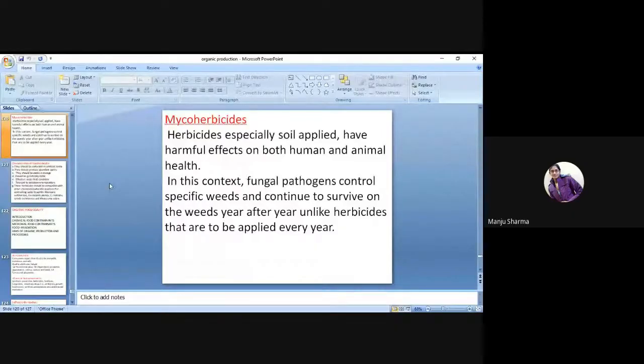After that, mycoherbicides. Mycoherbicide means herbicides, especially soil applied, have harmful effects on both human and animal. In this context, fungal pathogens control weeds specifically and continue to survive on the weeds year after year, unlike herbicides that are to be applied every year.